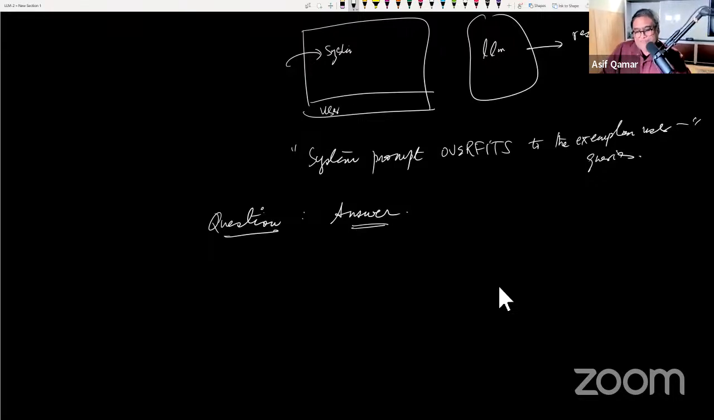You do that. Then what you do is you give it a few examples, few shot learning, right? That for question Q1, answer should be A1, Q2, answer should be A2. These are good examples that you give. This is an example of few shot learning, isn't it?